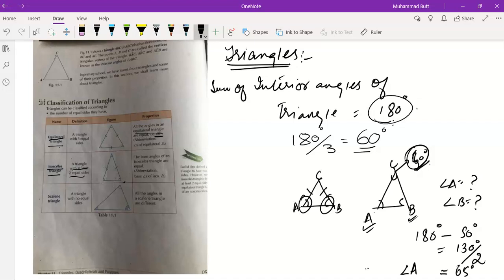Scalene triangle. Now, what is scalene triangle? A scalene triangle is a triangle with no equal side. It means that every side of the triangle is of different length. All the angles in a scalene triangle are also different. Why? Because every length of the side is different, so the angles are also different.